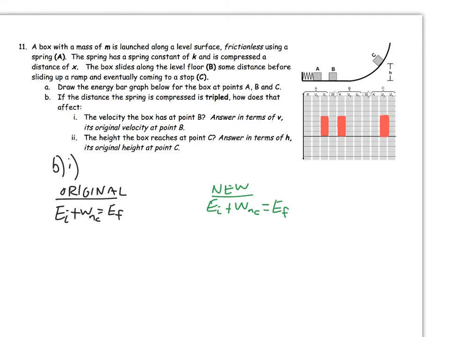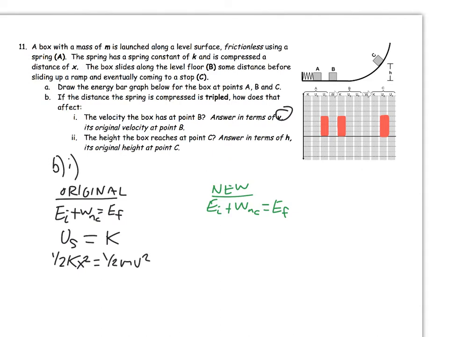For the next part, we're asked if the spring is tripled, how that affects the velocity at point B. So this is one where we're going to set up our new and our original, and we're ultimately answering in terms of our original velocity v. So in our original situation, we start with spring potential energy, and it becomes kinetic, and we're just thinking here about this transition from A to B, not thinking about point C at all yet. So we can say 1/2 kx squared equals 1/2 mv squared.